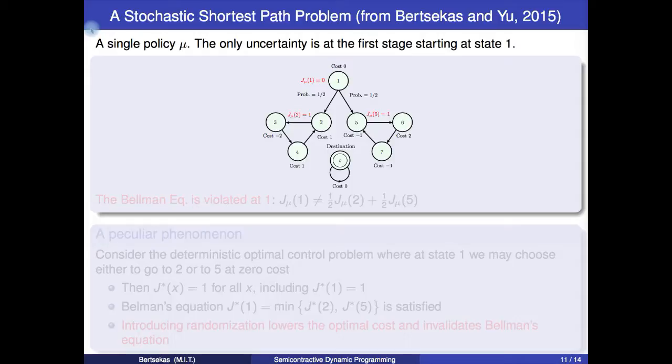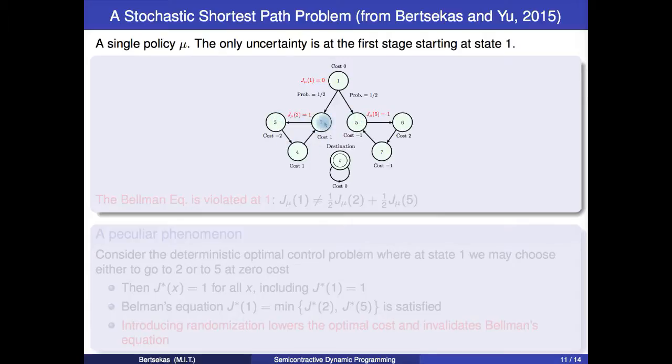Our next example involves a stochastic shortest path problem. Here there is a single policy, and we will see that it does not satisfy Bellman's equation. In this example, there are 7 nodes plus the destination T, which is cost-free and absorbing, and there is uncertainty only at the first node, node 1. Here we can go with probability 1/2 along the left branch and with probability 1/2 along the right branch.